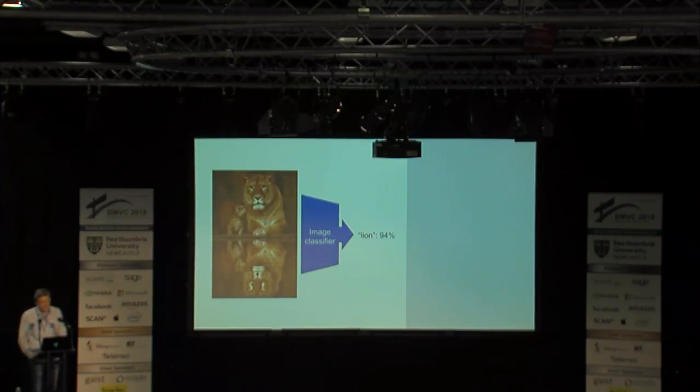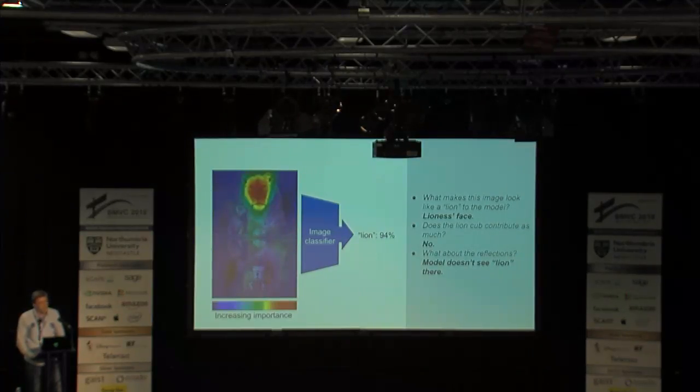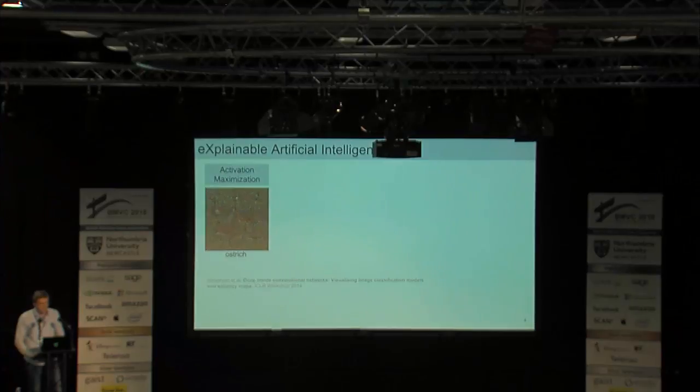For example, here you can see an image that is being classified as a lion with high confidence. An interesting question to ask here would be, what makes this image look like a lion to the network? Is it just the adult lioness, or does the cub contribute as much? What about the reflections? Does the model see the lion there? These sorts of questions can be answered by looking at importance maps or saliency maps. For example, here, by looking at the importance maps, we can say that the most important region of the image is the lioness's face.